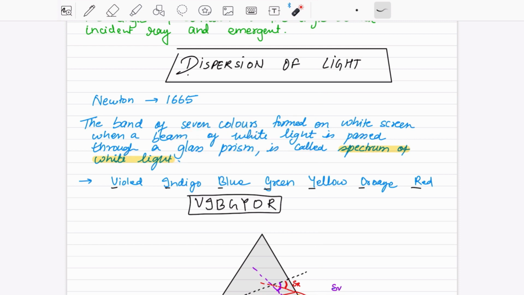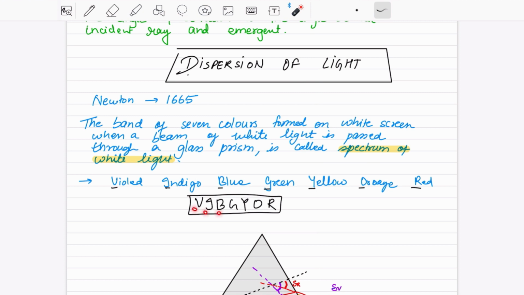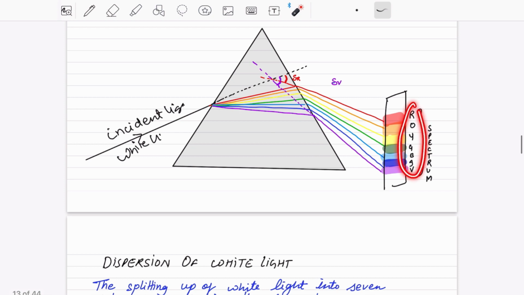What is that spectrum of white light? That is violet, indigo, blue, green, yellow, orange and red. So VIBGYOR, VIBGYOR is the pattern that you will see.